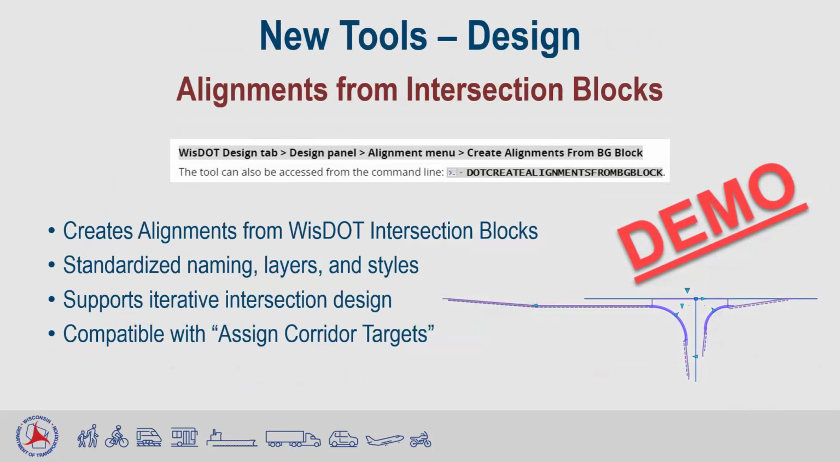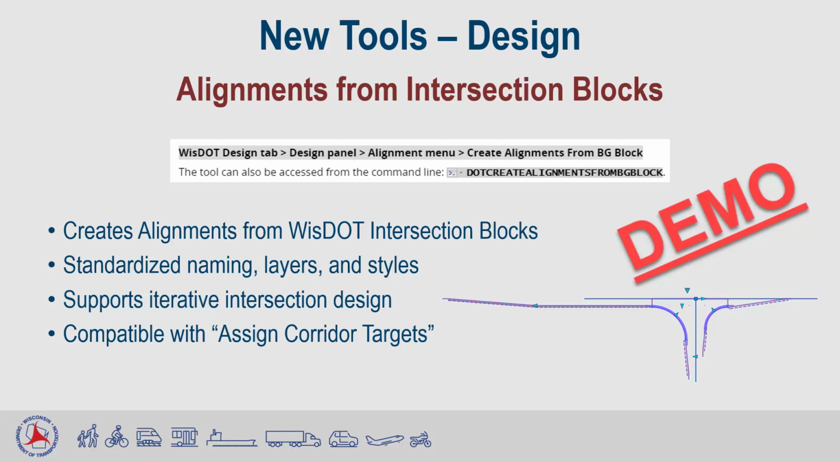The next tool to help with design efficiency is called the Alignments from Intersection Blocks tool. This tool creates alignments from WisDOT intersection blocks. Many of you may be familiar with our Alignments from Beam Guard Blocks tool. This works very similarly. It provides standardized naming, layers, and styles for the resulting alignments.